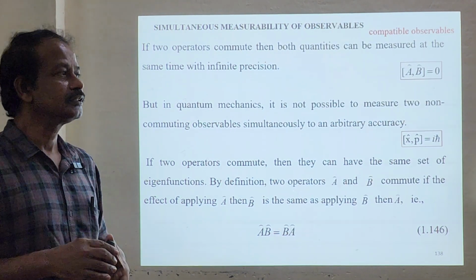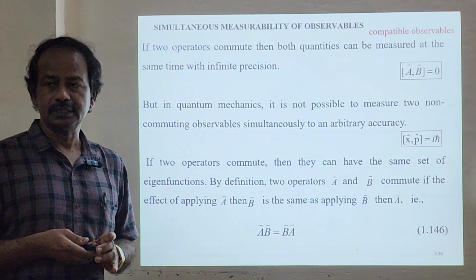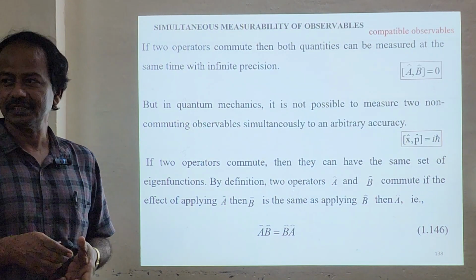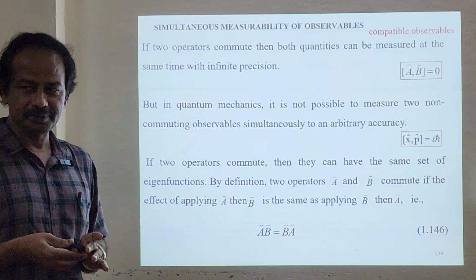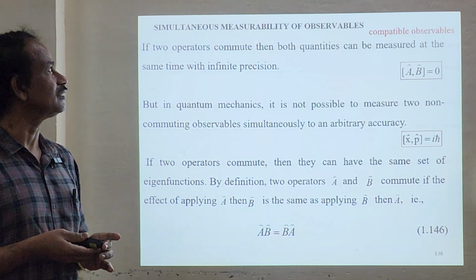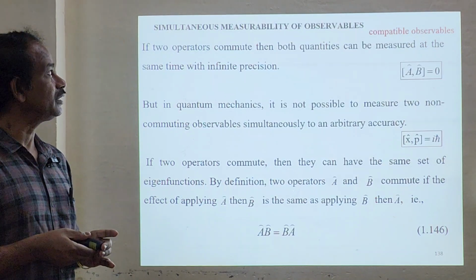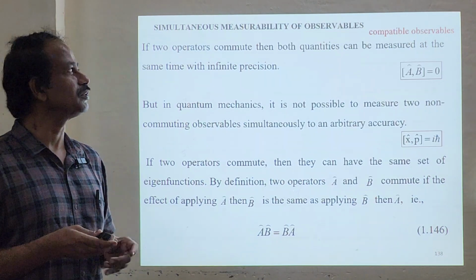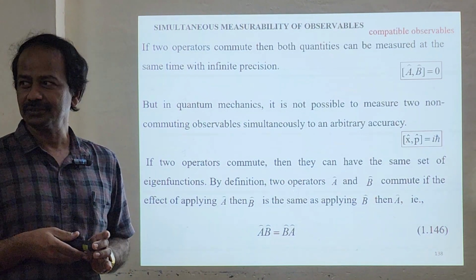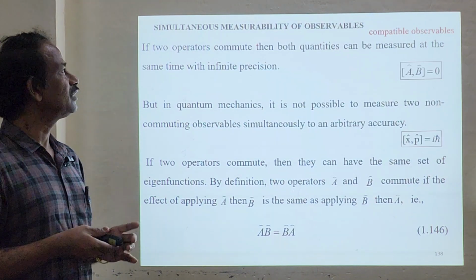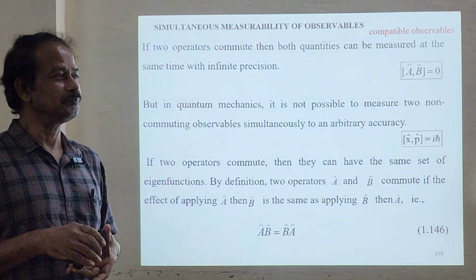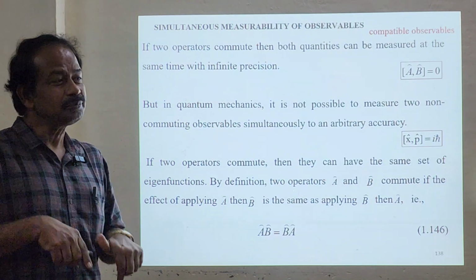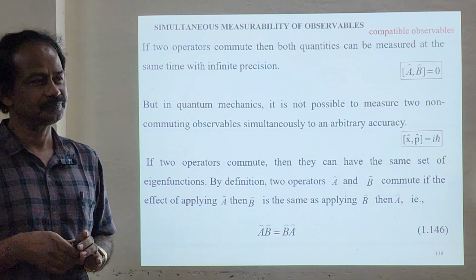Good morning, students. The last two titles in this unit are simultaneous measurability of observables and the uncertainty principle. Today we will discuss these two titles. The first one is simultaneous measurability of observables, and we know already about observables. Observables are associated with operators, but the title goes with simultaneous measurement. So we have to measure two observables simultaneously, whether it is possible or not.